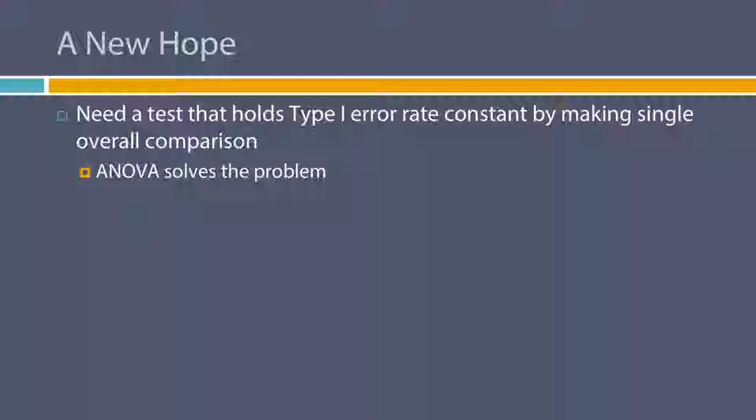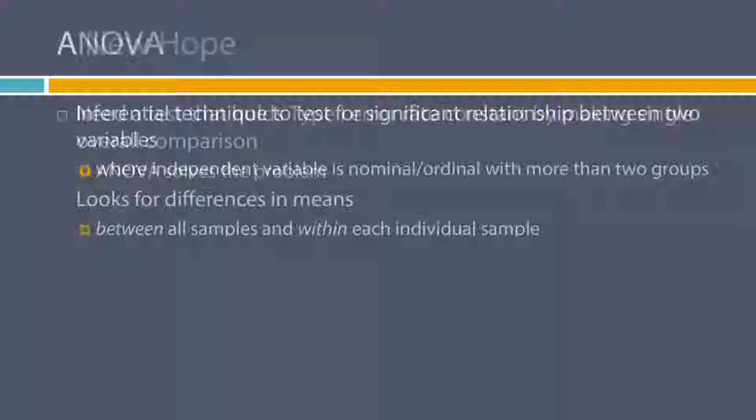We need a test that holds that type 1 error rate, or that alpha level, at 0.05. So it says no matter how many comparisons we run, if there are 3 groups, 4 groups, 15 groups, and we want to compare them all, we don't have to run 1,000 t-tests. We just run one test that will control the alpha level and keep it at 0.05. And that test is called the analysis of variance, or ANOVA.